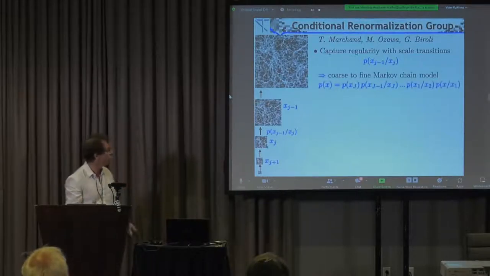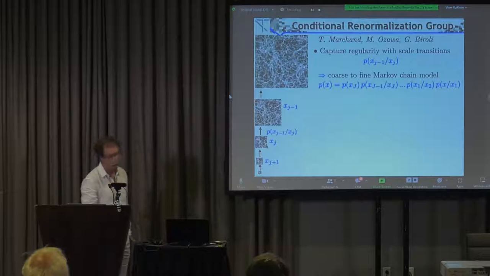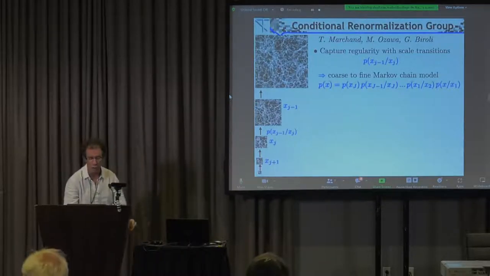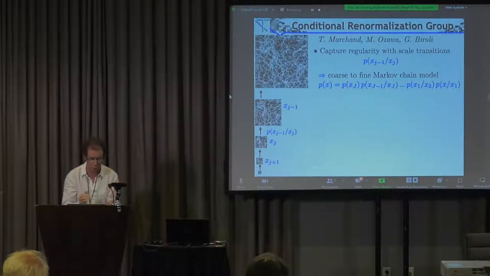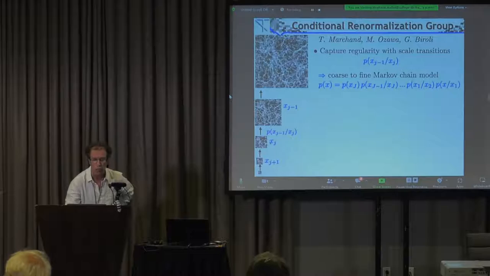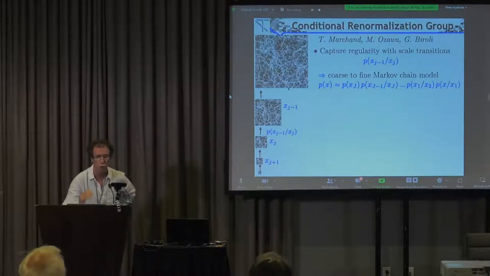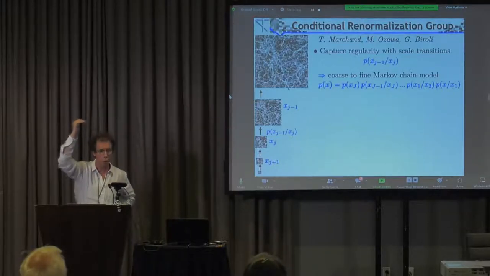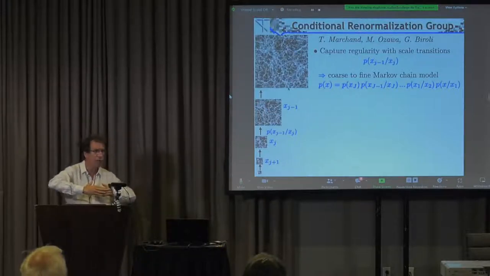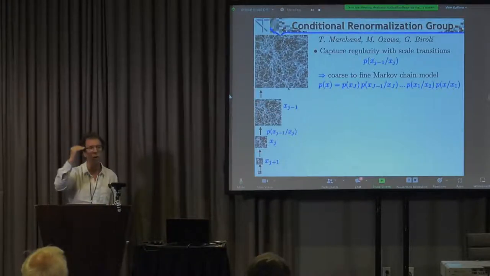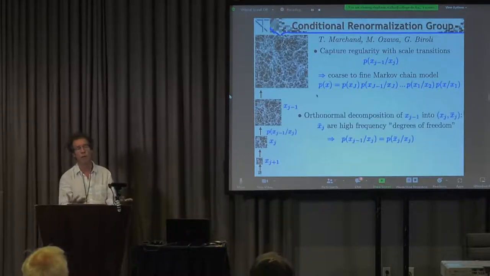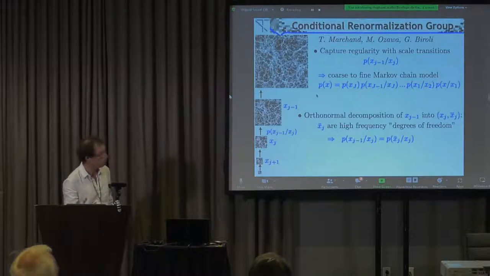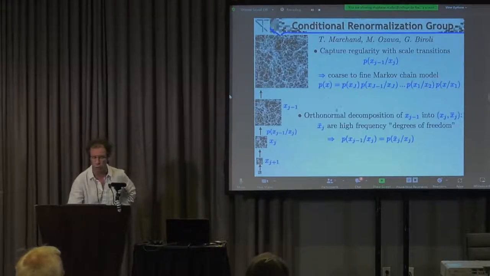Now, if you can do that, then of course what you are going to do is express your field as a coarse field. This is low dimensional, not too difficult. And then you are going to stack up the conditional probability distributions, which progressively allow you to go up the field. So it's a kind of Markov chain, but across scales.